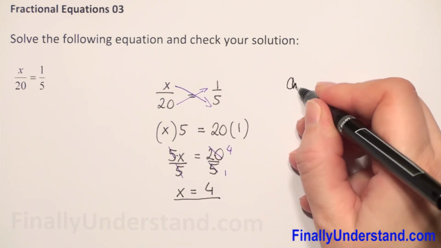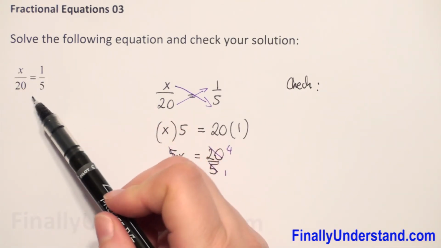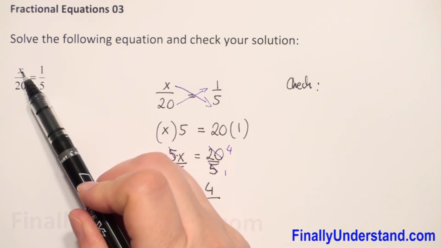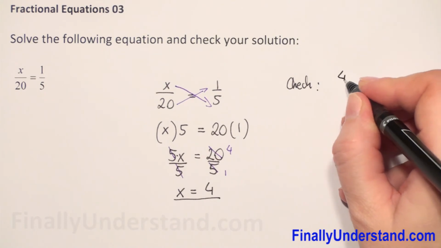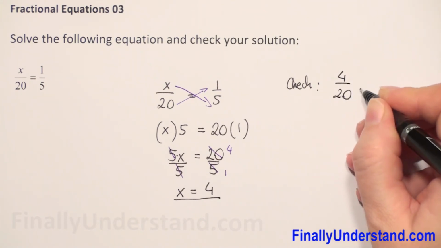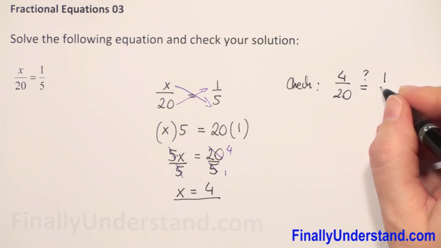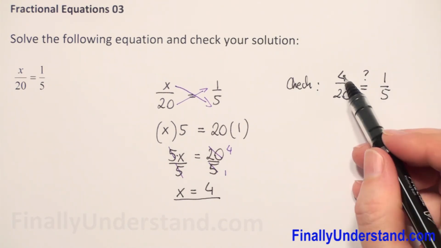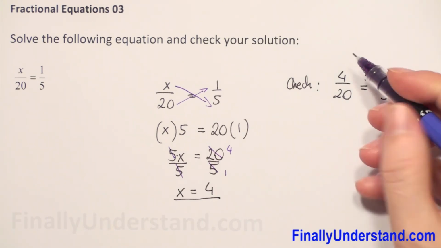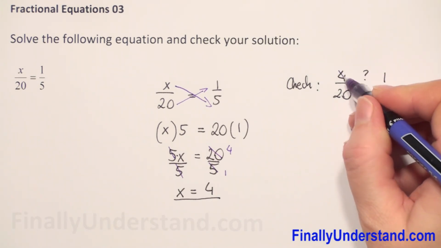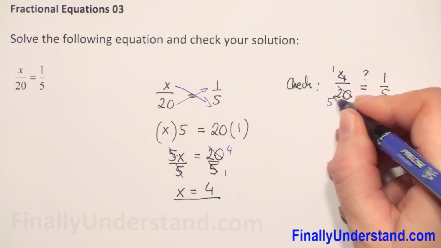How do we check? We have to copy our original equation and we have to substitute the unknown x by 4. So we have 4 over 20, and we have to check if it's equal to 1 over 5. 4 over 20, so we can reduce. 4 divided by 4 is 1. 20 divided by 4 is 5.